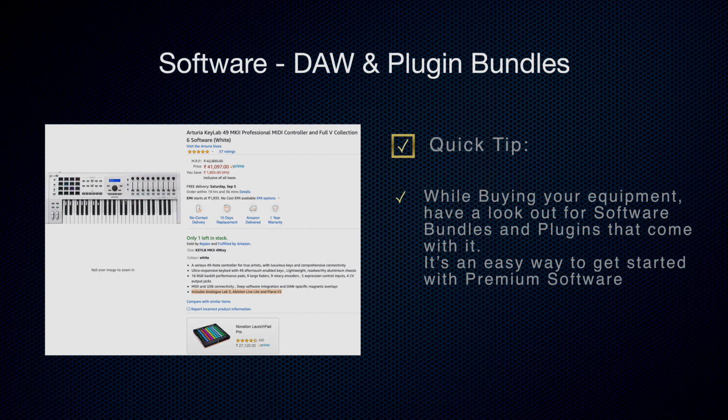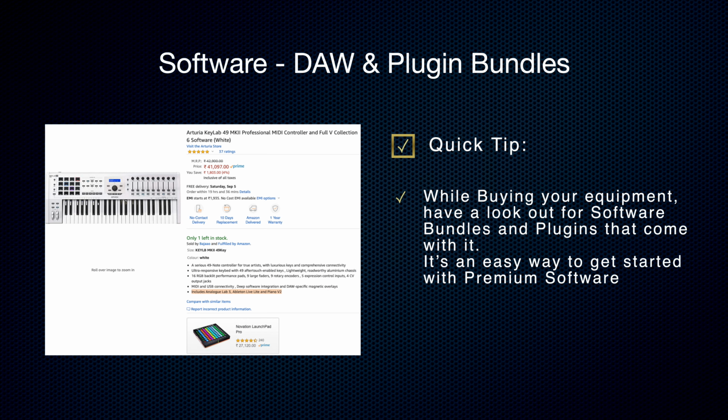I use Logic Pro, a Mac only software, for my music production, and I would recommend that you get started on the free GarageBand DAW on Mac and eventually upgrade to Logic if that is something you're looking into. FL Studio is for Windows, and Studio One, Pro Tools, these are all good options. A quick note here: while buying your equipment, you have to look at the software bundles and plugins that come with certain gear that you buy, and it is the easiest way, in my opinion, to get premium software to work with straight off the bat.